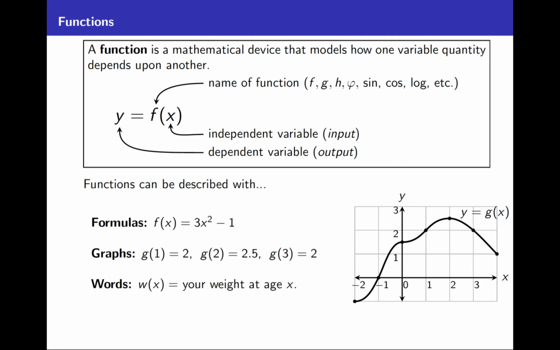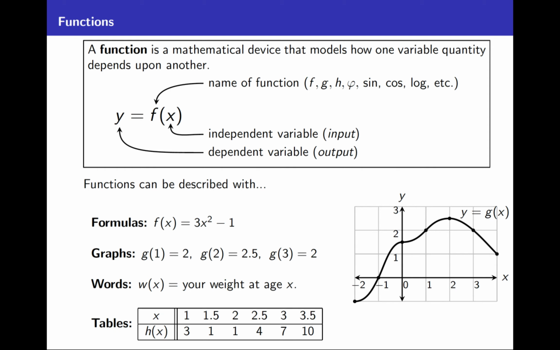You can also describe a function with words, like maybe w of x is the function where w of x is your weight at the age x. And we'll find that in this course we tend to use these 3 different ways of describing functions. We're especially going to be concerned with the interplay between describing a function with its formula and with its graph. But often words will come into play too. And occasionally we'll describe a function with tables. Like here's a table that roughly describes a function h of x. When x is 1, h of 1 is 3. h of 1.5 is 1. h of 2 is 1, and so on. So as we go on, we'll see these different types of describing functions in play.